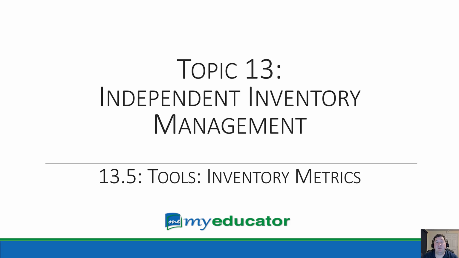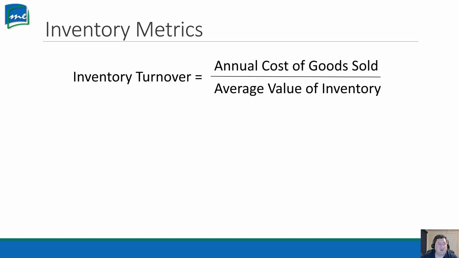Topic 13.5, inventory metrics. So we have lots of ways to determine our inventory, how fast it turns over, our fill rate, and other things. So I'm just going to go over 3 of them to help you figure this out when you get out there. So we have inventory turnover, which is our annual cost of goods sold divided by our average value of our inventory. So that's the actual dollar value of the inventory.